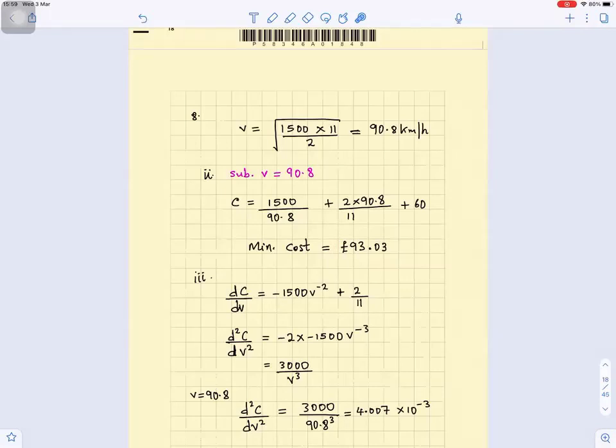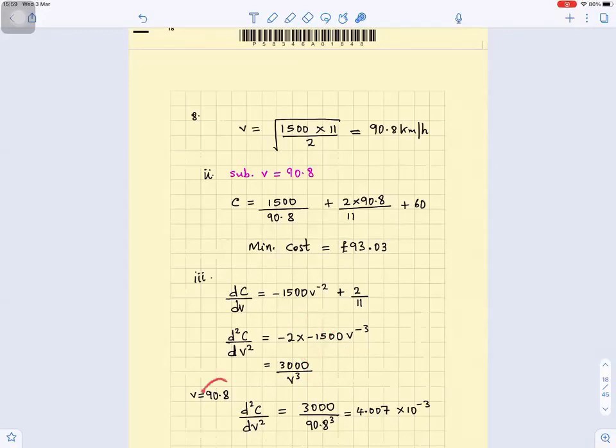For part 3, dC over dV is this expression there. Now we differentiate the second time, d squared C over dV squared. When you differentiate, you times by the power, you times by minus 2, and then you minus 1. So the minus 2 times minus 1,500 to the minus 3. When you differentiate 2 over 11, you get 0 because it's just a number. So take the V to the minus 3 to the denominator, it becomes 3,000 over V cubed, because minus 2 times minus 1,500 is 3,000 over V cubed.